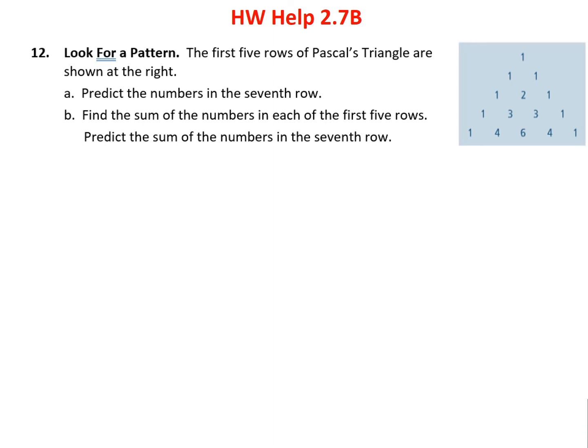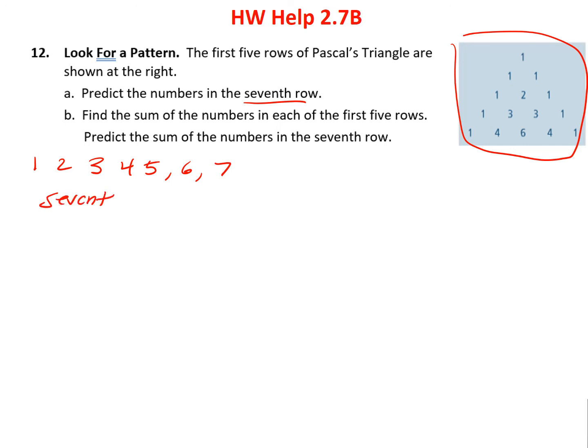It says, look for a pattern. The first 5 rows of Pascal's triangle, which is here, are shown at the right. Predict the numbers in the 7th row. Well, let's just see what it's looking like here. Our first row has 1. Our second has 2. Our third one has 3. Our fourth row has 4. Our fifth row has 5. So guess what the sixth one's going to be? 6 and 7. So the 7th row will have 7 numbers.